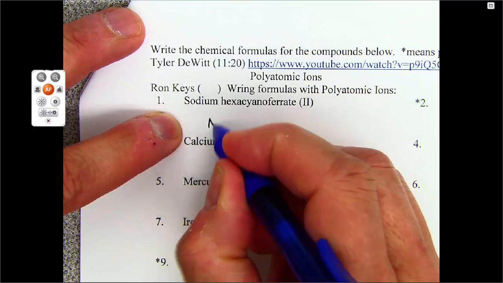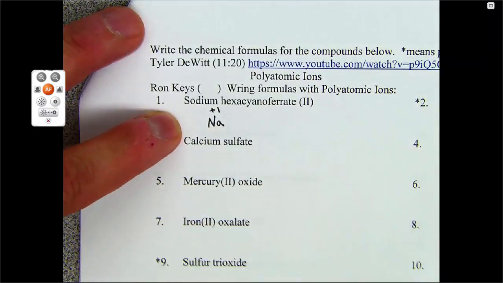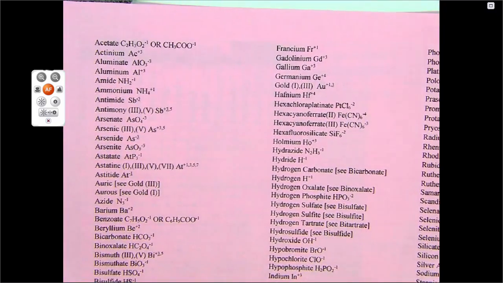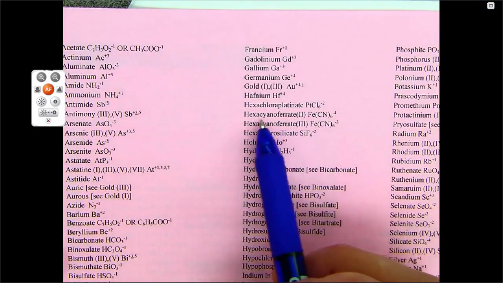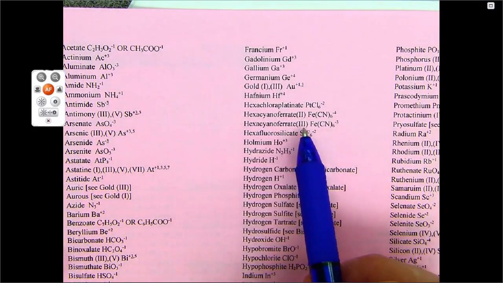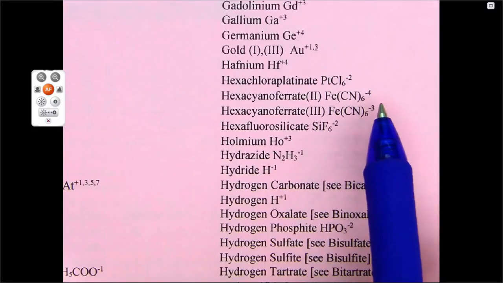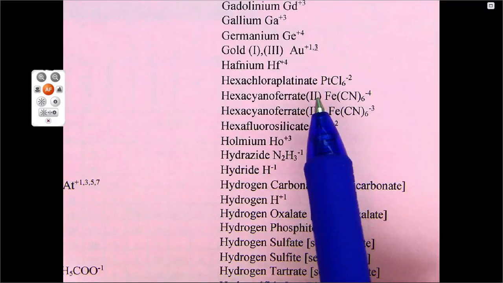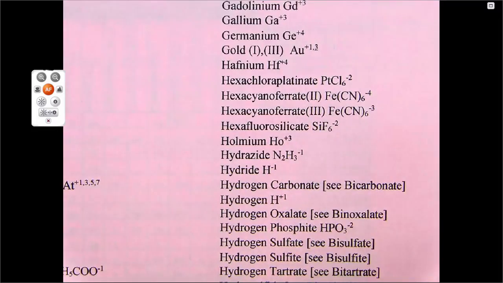So let's write this out. So sodium, Na, plus 1. If we look up hexacyanoferrate on our pink sheet, hexacyanoferrate right here, hexacyanoferrate 2, there's also hexacyanoferrate 3, but look at the Roman numeral. This is a weird one. It's negative. And what it's actually doing is telling us what the charge is of iron. This one has a positive 2 iron. This one has a positive 3 iron within that.